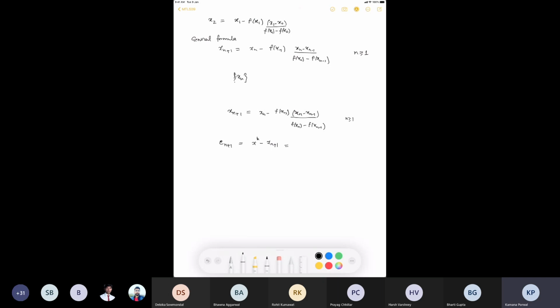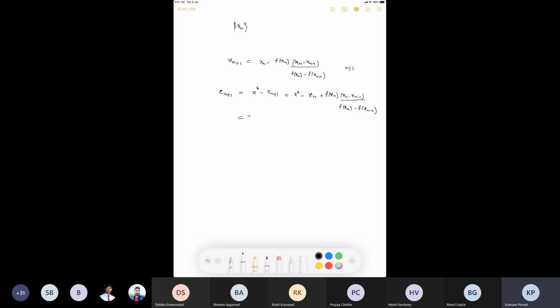So I already know what xn plus 1 is. This is going to be x star minus xn plus fxn, xn minus 1 divided by fxn minus 1. I'll do a little simplification here. I'm going to take out this factor x star minus xn. What I will be left with is 1 plus fxn divided by x star minus xn, and then we have this factor xn minus 1 divided by fxn minus 1.